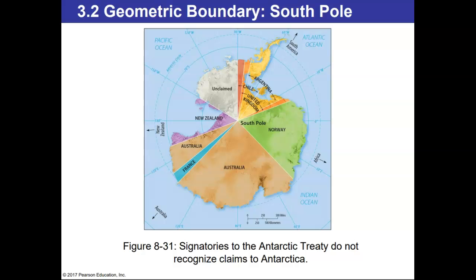The Antarctic Treaty was signed in 1959 by 47 states, and this treaty created a legal framework for managing Antarctica. Basically, what it means is that states can establish research stations here, but they cannot establish military activities here.